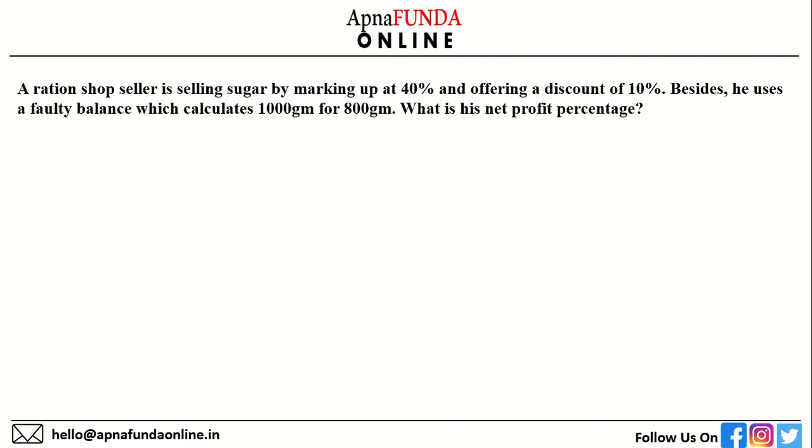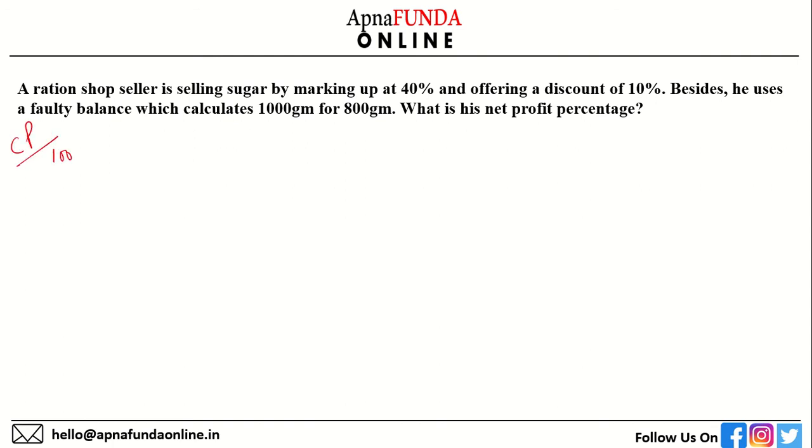Next question. A ration shop seller is selling sugar by marking up at 40% and offering a discount of 10%. Besides, he uses a faulty balance which calculates 1000 gram for 800 gram. What is his net profit percentage? In this question, there are two components. The first component is where the ration shop seller is marking up the price and also offering a discount. And in the second part, he is using a faulty balance. Let's calculate the cost price first.